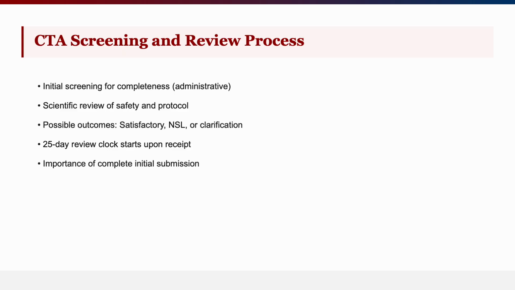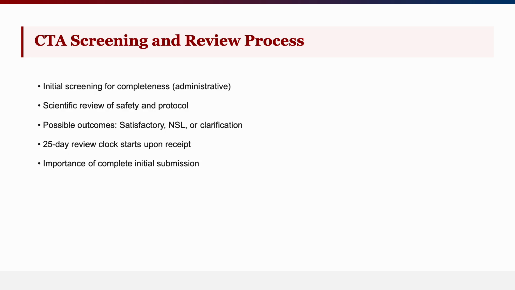Understanding Health Canada's CTA review process helps you prepare better submissions. Let me walk through what happens after you submit. Initial screening checks your submission for administrative completeness. Health Canada verifies that all required forms are present, attestations are included, and the CTD structure is valid. Submissions that fail screening are rejected and must be resubmitted.